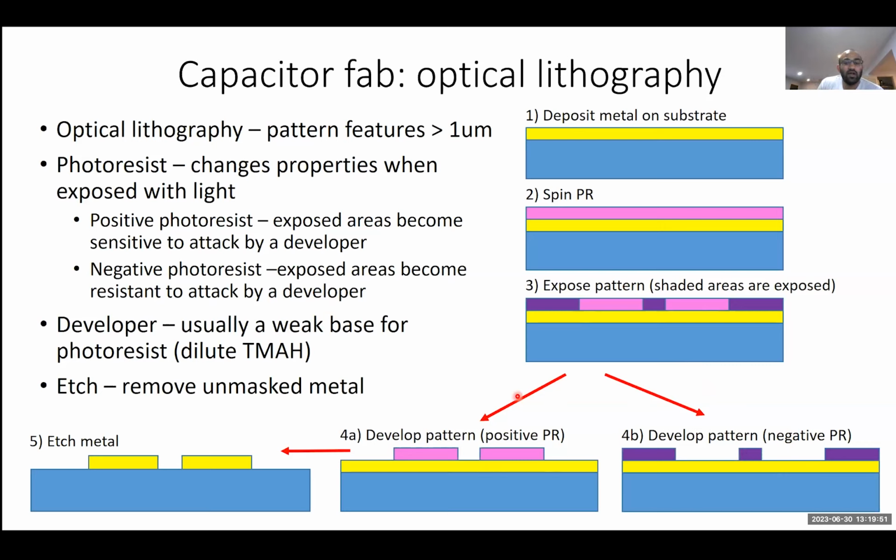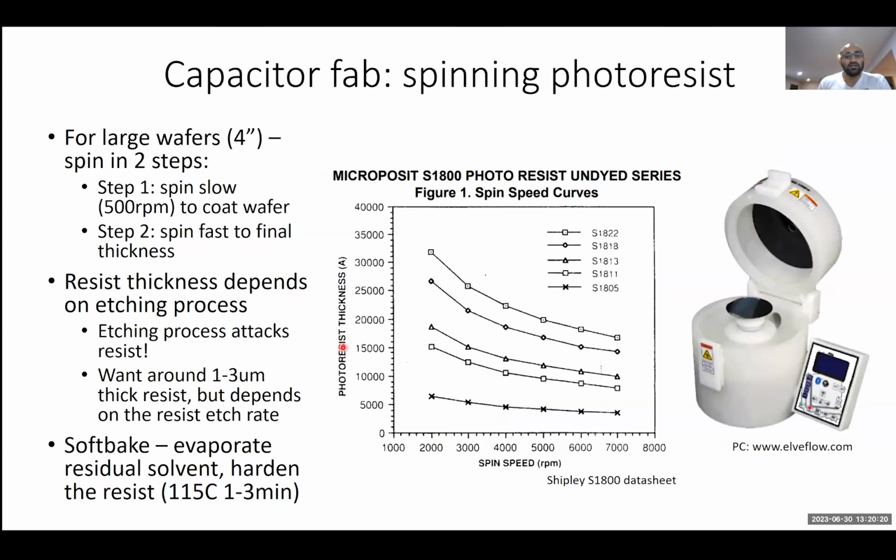So usually the developer that we use is in the form of a solvent or a weak base. For the resist that we use at Yale, our developer is TMAH, or tetramethyl ammonium hydroxide, that comes in a diluted form called MF319, which is really just a solution that's around 2.2% TMAH. And then once we've developed, we can etch the unmasked metal away, leaving our desired pattern. Okay, so let's go over some of these steps in detail.